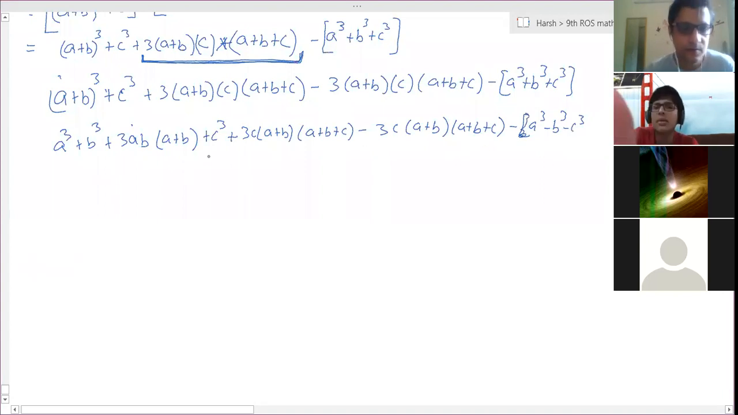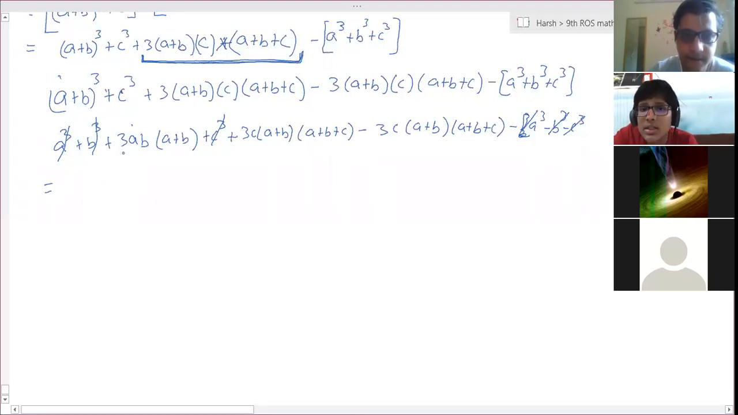Yeah, and then you can subtract these three terms, a cube plus b cube plus c cube, with those three. And then you can take 3 common, sir, not 3c. It is 3 into (a plus b) into c into (a plus b plus c). What I have done is a little different, sir. I kept it as 3(a plus b), and then c I have multiplied with (a plus b plus c) later. Okay, you can do that also.